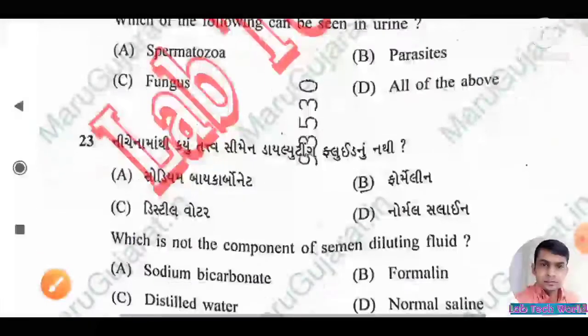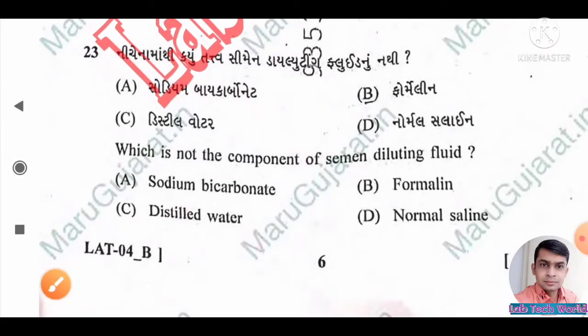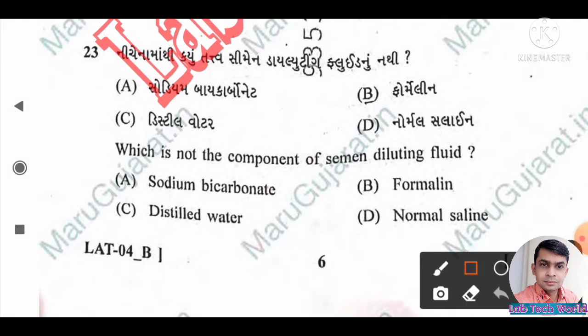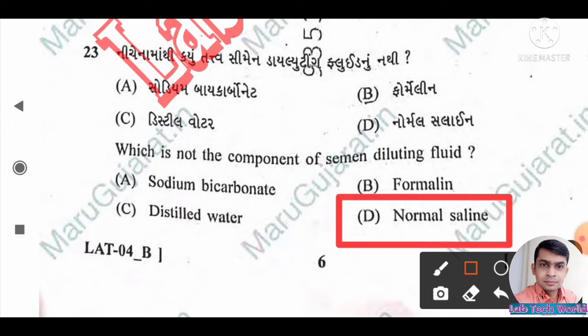Move to the next question, number 23. Which is not a component of semen diluting fluid? A sodium bicarbonate, B formalin, C distilled water, D normal saline. And the correct answer for this question is normal saline, it is not a component of semen diluting fluid. So D, normal saline, is the correct answer for this question.